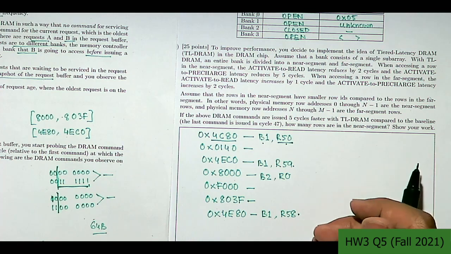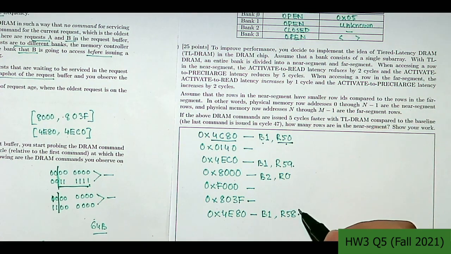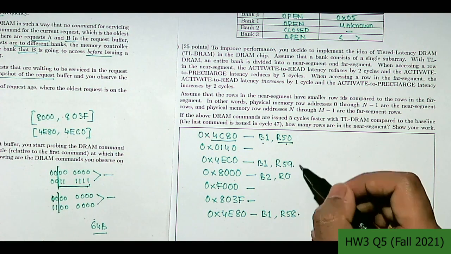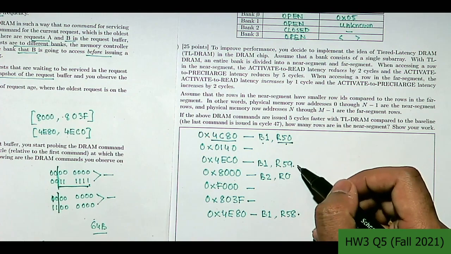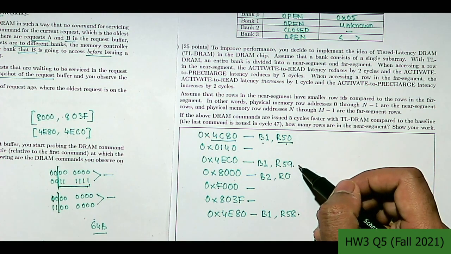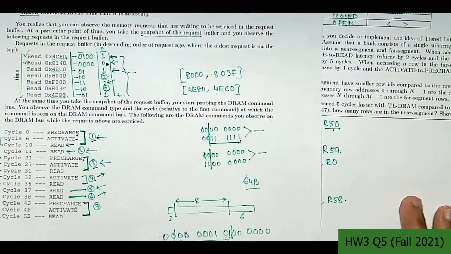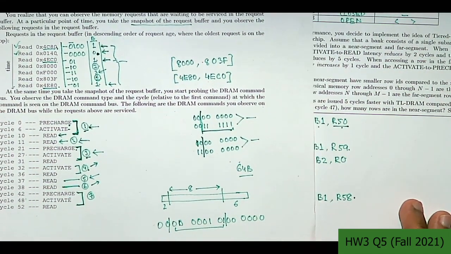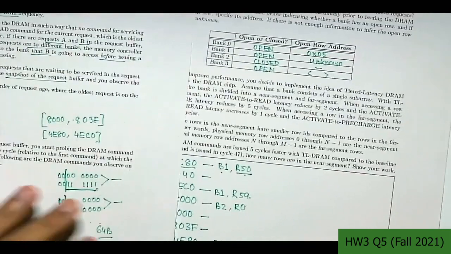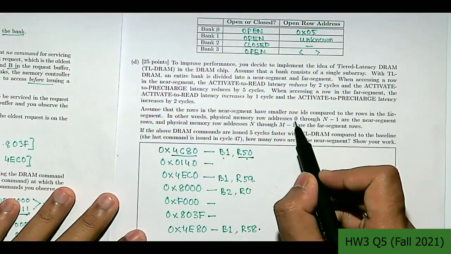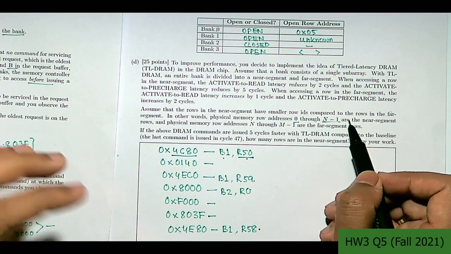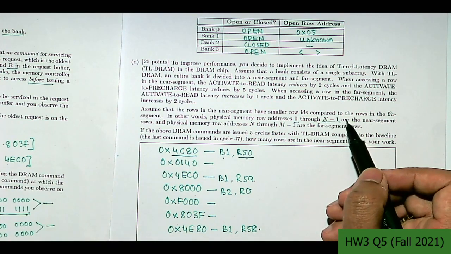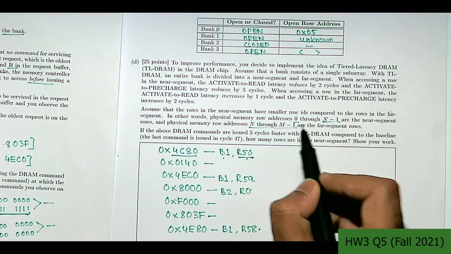If it doesn't match, we'll go back and say, okay, let's make 58 also a part of the near segment, not a fast segment. If it doesn't match also, then we'll go back and consider 59 also as a near segment, considering the row addresses properly. That's what this line says: you can consider rows 0 to n-1, the first few rows, to be the near segment, and the remaining rows to be the fast segment.